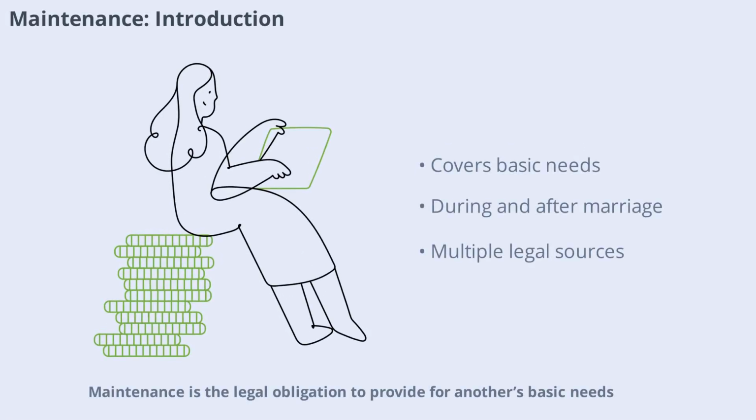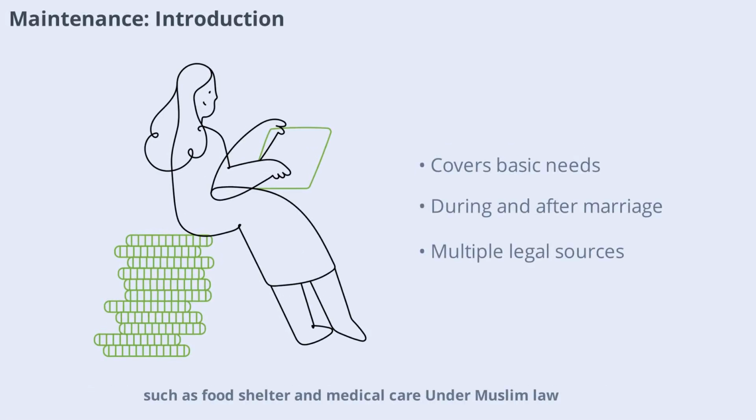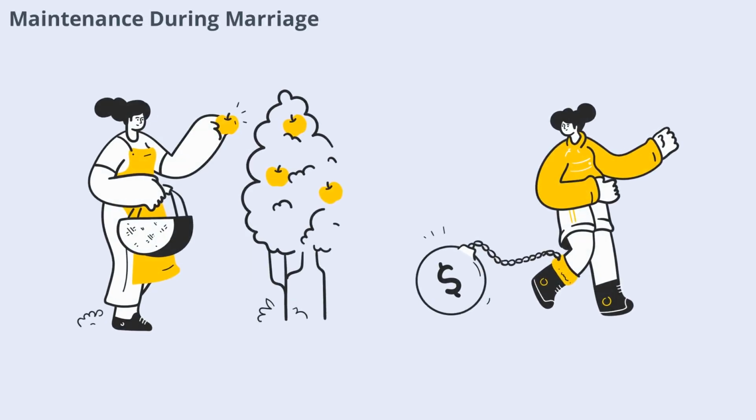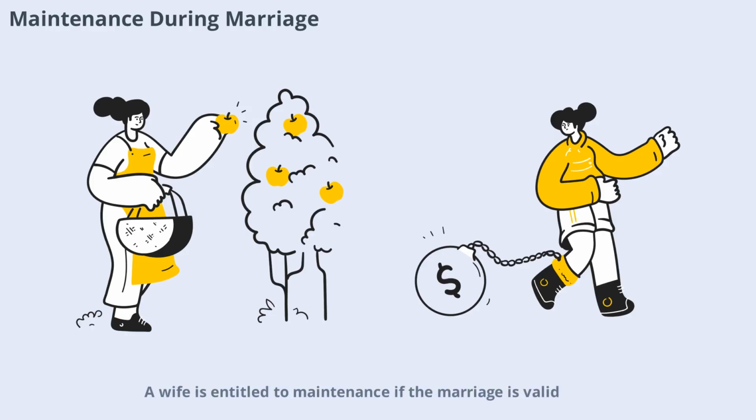Maintenance is the legal obligation to provide for another's basic needs, such as food, shelter, and medical care. Under Muslim law, a woman can claim maintenance from her husband during marriage and in certain cases after divorce. This right is supported by personal law, the Criminal Procedure Code, and the Muslim Women Protection of Rights on Divorce Act 1986. A wife is entitled to maintenance if the marriage is valid, she is faithful and obedient, and has not left her husband without reasonable cause.